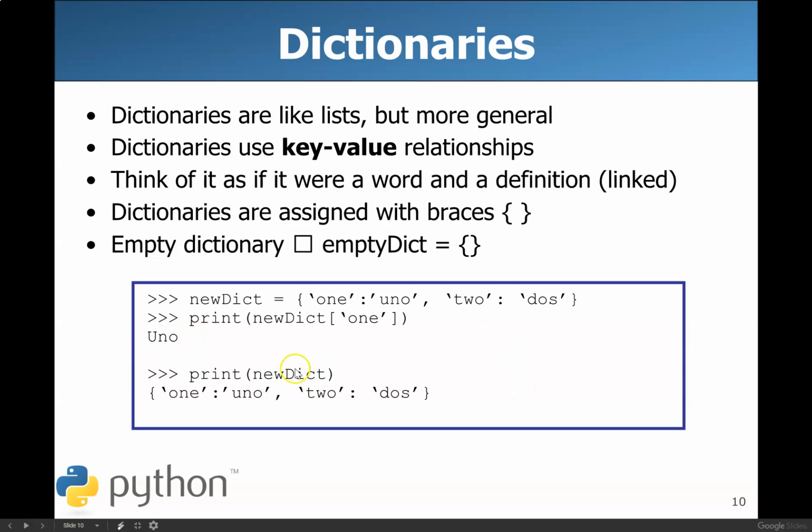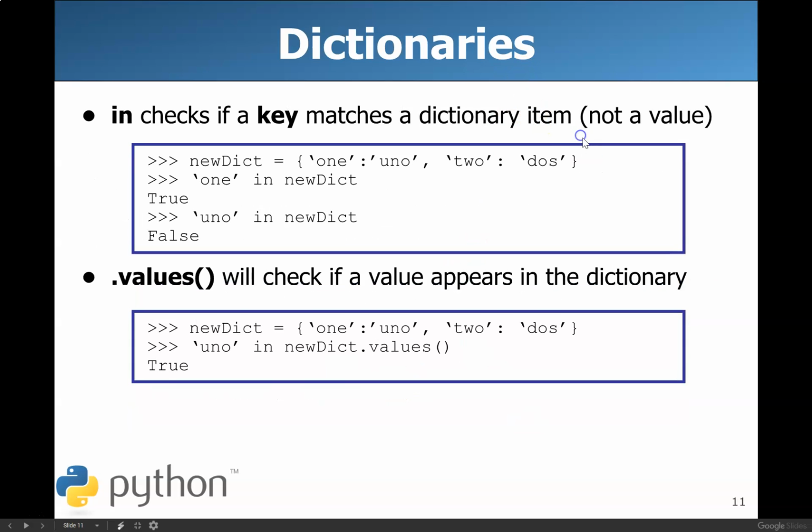If you print the entire dictionary, if you don't have these little square brackets, it prints everything. It prints key value, and then key value, and then key value, depending on how many things there are in your dictionary.